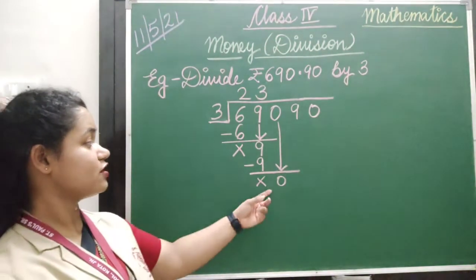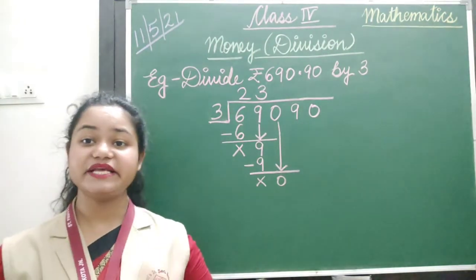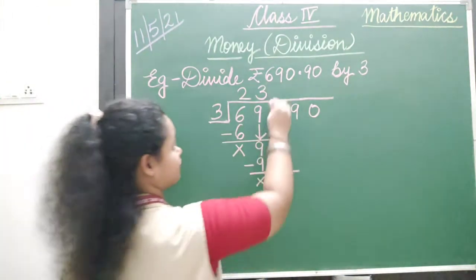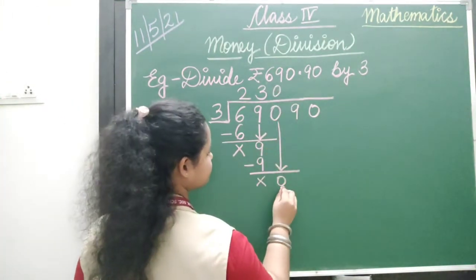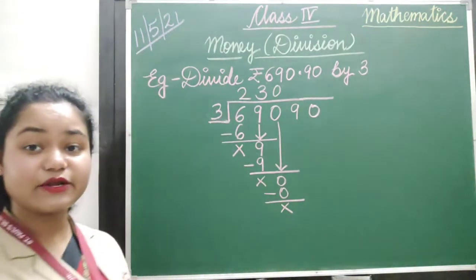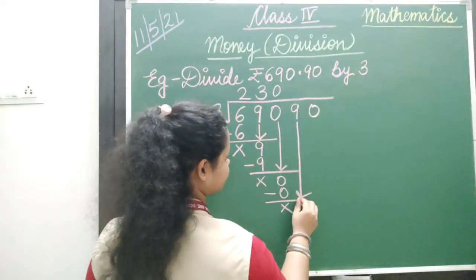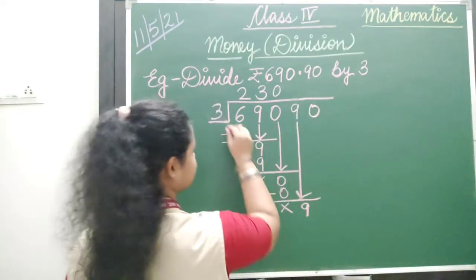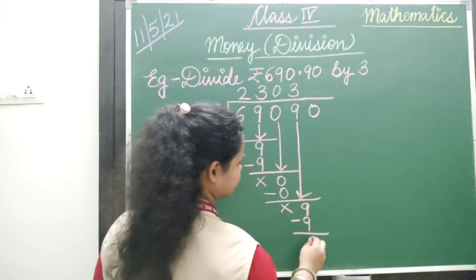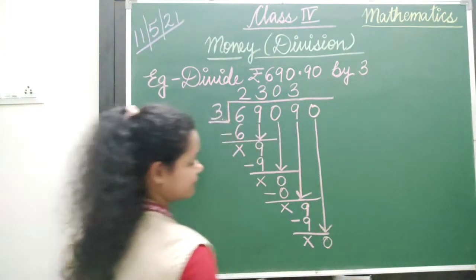Now, the table of 3 begins with 3 itself. 3 ones are 3. But 3 zeros are what? 3 zeros are 0. So 3 zeros are 0, minus, answer is 0. Take the next digit down now. Here, this is 9. So 3 threes are 9 again. Answer is 0. And this 0 again we'll bring down.